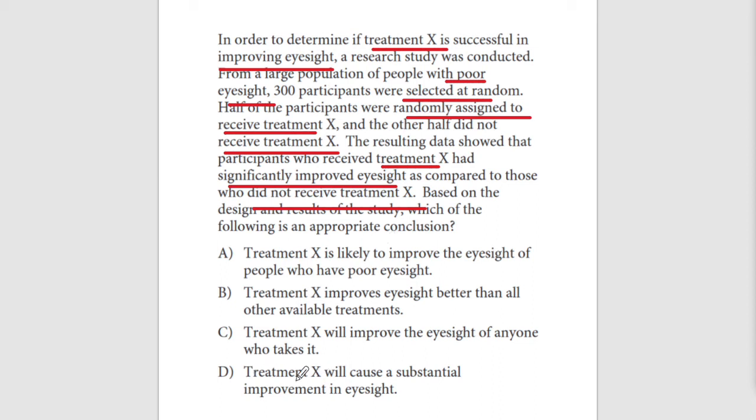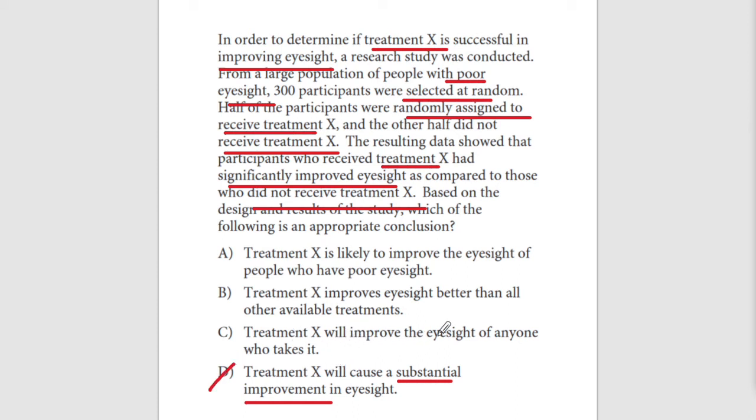So let's start from here. Treatment X will cause a substantial improvement in eyesight. But we can't say it's a substantial improvement because it's from a large population of people, but we only selected 300 participants. So we don't really know. It'd be better if we had a larger sample, right?